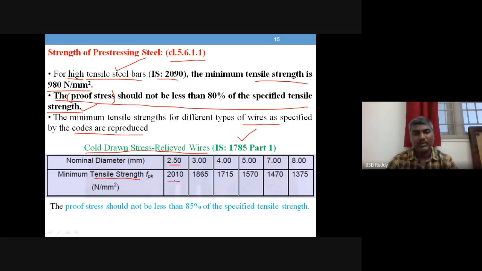For 2.5 mm it is 2010 megapascal, and then 3 mm, 4 mm, and likewise till 8 mm wire, the strengths are given. Again the same condition holds good. When you test these specimens, the proof stress should not be less than 80% of the specified tensile strength. I mean, this is the specified tensile strength value, and the proof stress value of the tested sample shall not be less than 85% of this value.